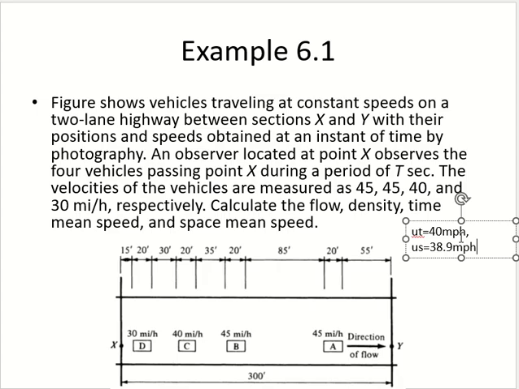Something which I mentioned last time as well. They are not the same. They are for the same cars, but not the same. Which one is supposed to be lower? Space mean speed, always. And here you can see the difference is more than 1 mile per hour in the mean, which is quite a lot. Now I have to calculate flow and density as well, right?